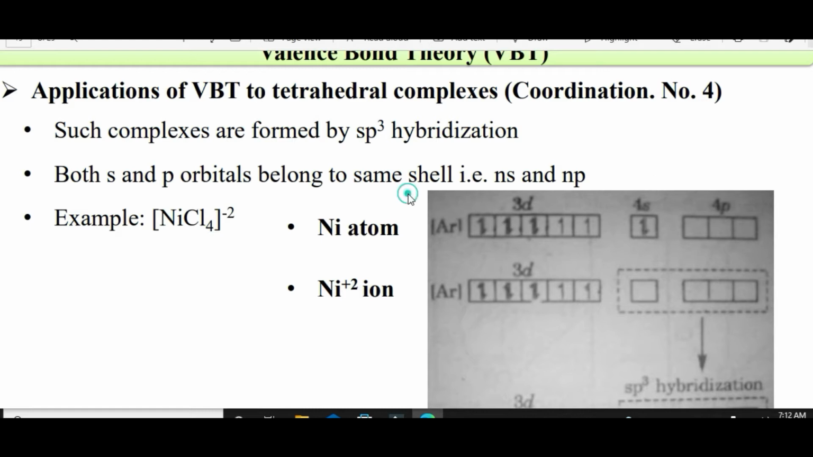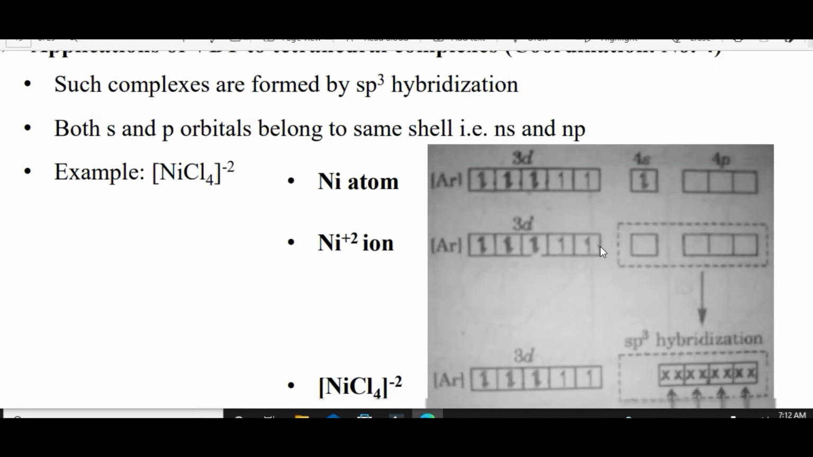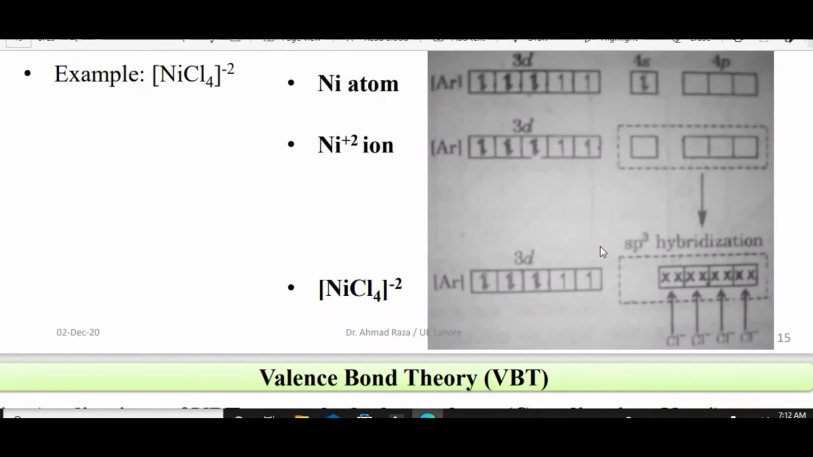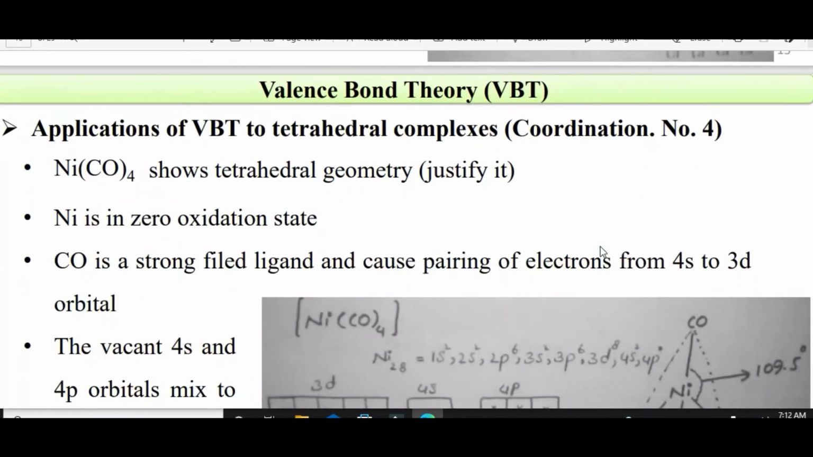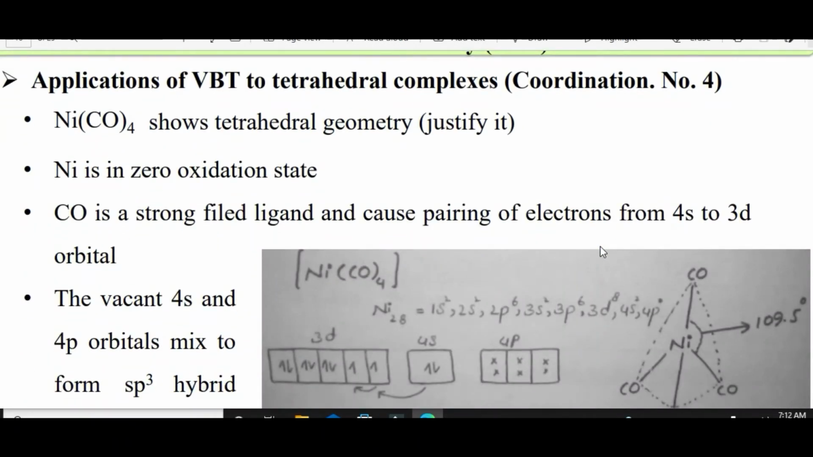Here it is explained. Here you can see the structure of NiCl4 2- is explained. Applications to tetrahedral complexes: Ni(CO)4 shows tetrahedral geometry, justify it. Nickel is in zero oxidation state.